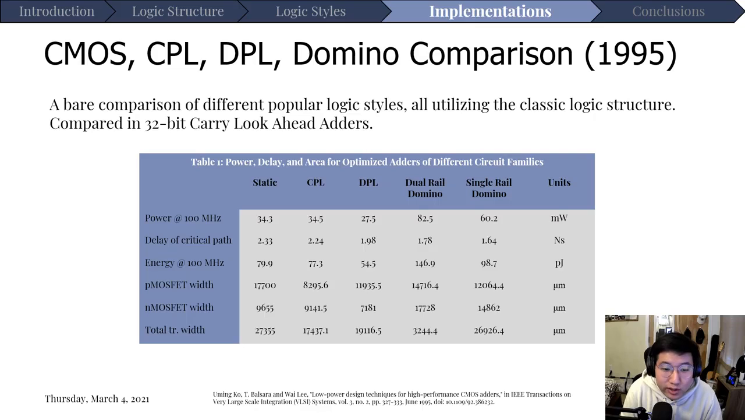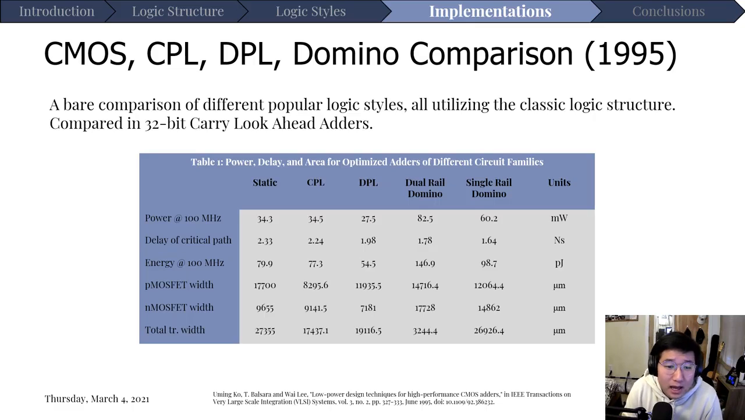If we look at the general statistics here, starting with power, we can see that both the dual rail domino and single rail domino have much higher power consumption than their static counterparts, almost twice as much. Static here in the first column refers to static CMOS. They do have a little bit of a lower delay, but the power consumption really hurts them. It doesn't warrant the smaller delay they have. In addition, they have much larger area as well.